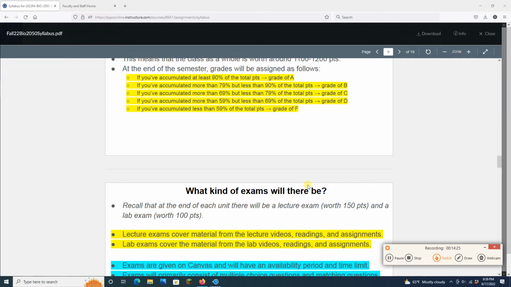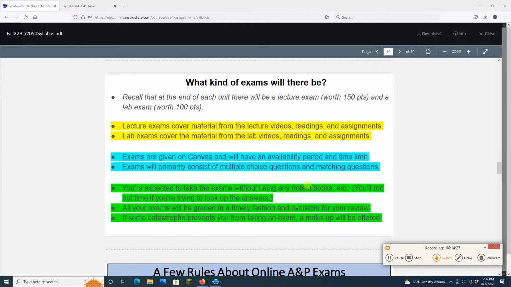Exams are going to be given on Canvas. They're going to have a time limit, mostly multiple choice and matching type questions. Now, the idea is you take the exam, you just take it, you don't use your book, your notes, etc. You'll probably run out of time if you're trying to do that. Exam grades will get back to you quickly. If you got some sort of catastrophe that prevents you from taking an exam, you just got to let me know. I will give you a makeup.